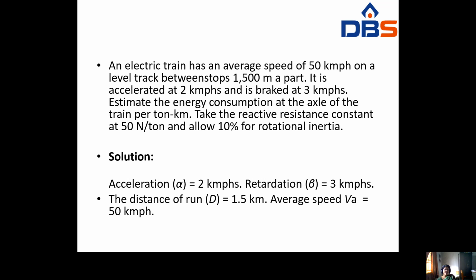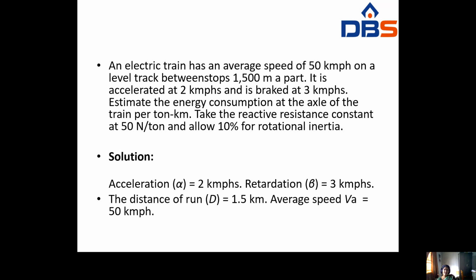Next we have to see another problem. Here an electric train has an average speed of 50 km per hour on a level track between two stops 1500 meters apart. So whenever you take the electric train, it has a speed of 50 km per hour on a level track between two stops, and the distance between the two stops will be 1500 meters. It is accelerated at 2 km per hour per second and is braked at 3 km per hour per second. Here the acceleration alpha will be 2 and beta is 3.